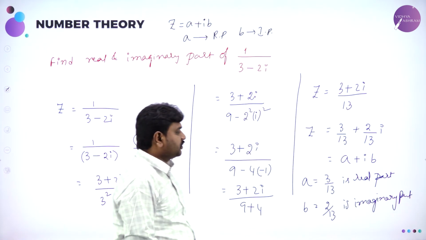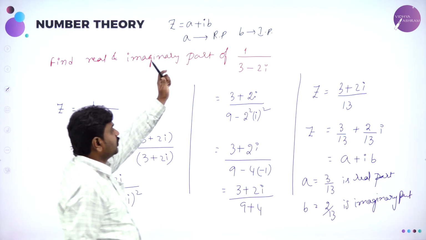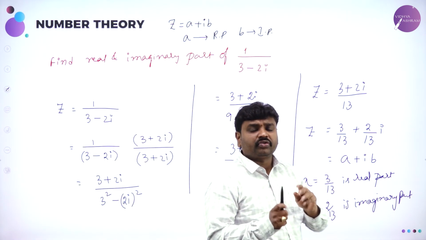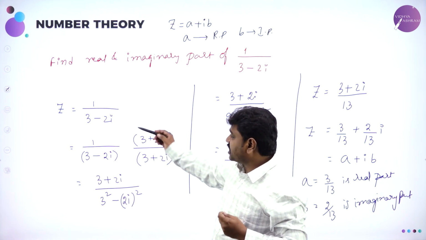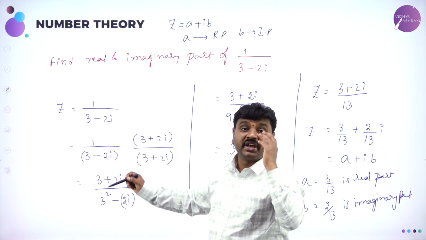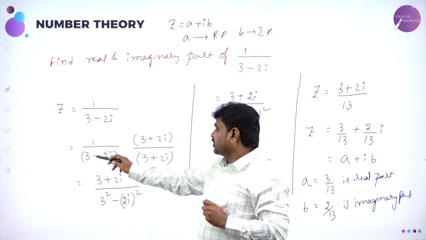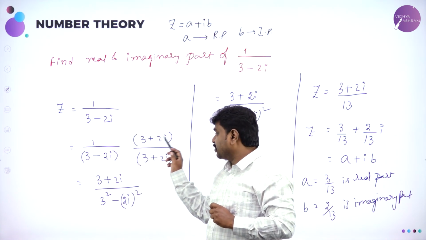Now this is the method to solve. So first they gave 1 divided by 3 minus 2i. What do they want you to find? They want you to find the real part and imaginary part. If you want to find the real and imaginary part, first rationalize. First convert it into what form? A plus ib form. So 1 divided by 3 minus 2i, the rationalizing factor is 3 plus 2i, divide and multiply by 3 plus 2i.